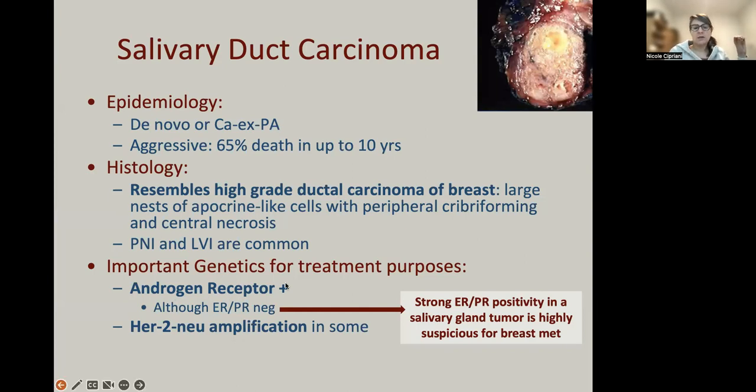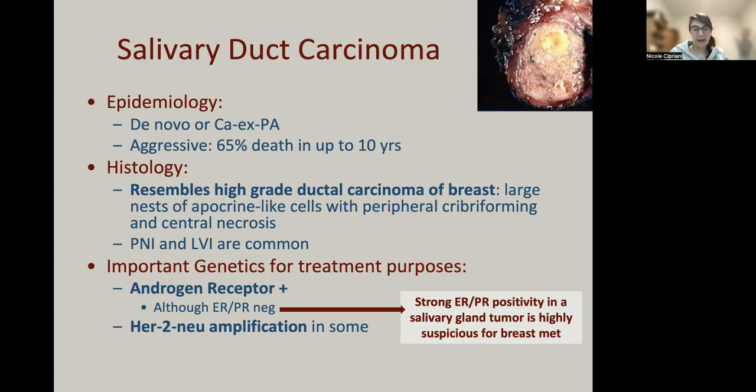Or Herceptin. So we often probe our high-grade salivary cancers, specifically salivary duct, for AR and HER2 because of the treatment implications. These salivary cancers are essentially uniformly ER/PR negative. If a salivary cancer is ER/PR positive, it's probably a metastasis from the breast.